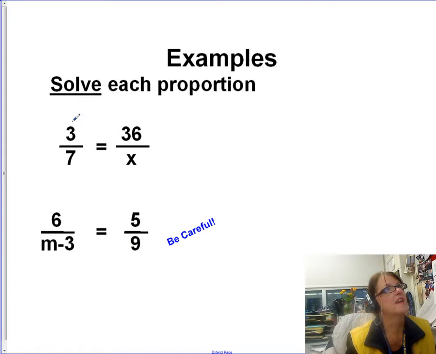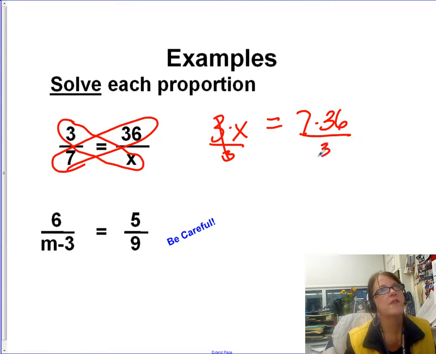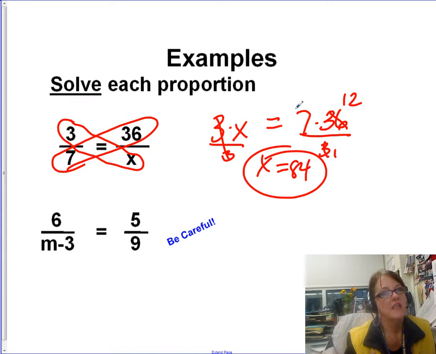Sweet. Okay, let's take a look at this one. Again, you might be able to see these, but there's a reason I'm having you practice this algebraically. Divide by 3. Divide by 3. 3 goes into 36 12 times. X is 84. Cool. Here's why I had you do this algebraically. Because you're going to see a few like this.